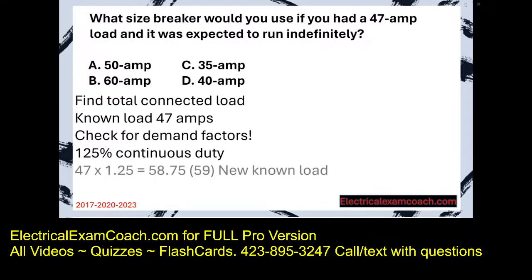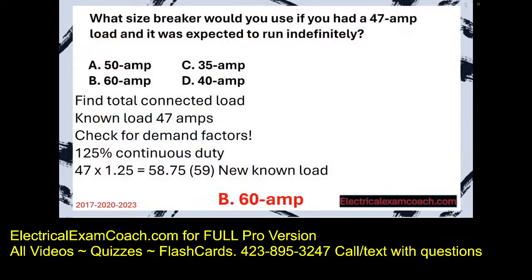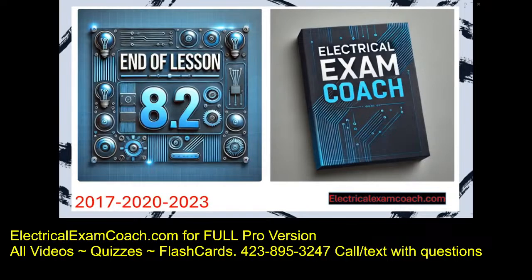We take our starting known load, multiplied by 1.25, and that equals 58.75. And in this case, we would round up, so 59 is our new known load. Now let's head to table 240.6a. And in this case, we're going to select the next size up, which happens to be a 60. Great job. That's the end of lesson 8.2.